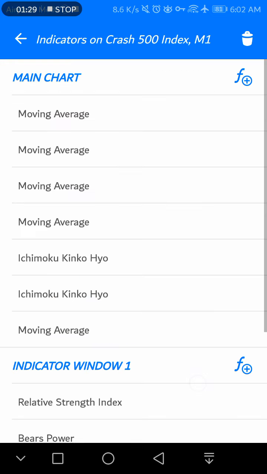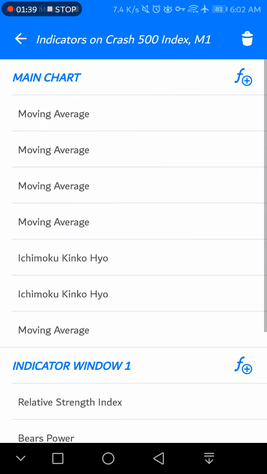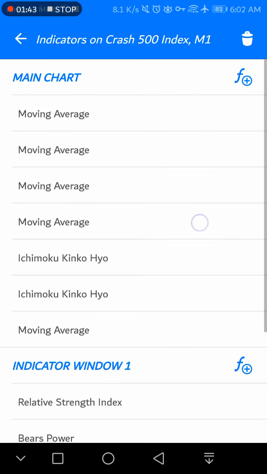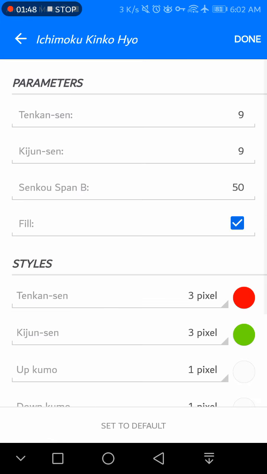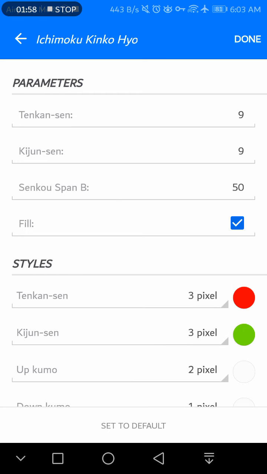First of all, let's go to moving averages. You need a 25 period moving average, and the second one is 15, simple. The third one will be 12 period, and the fourth one will be 20 period. Here is the strategy. I prefer you take a screenshot, save it, and set up after watching this video.